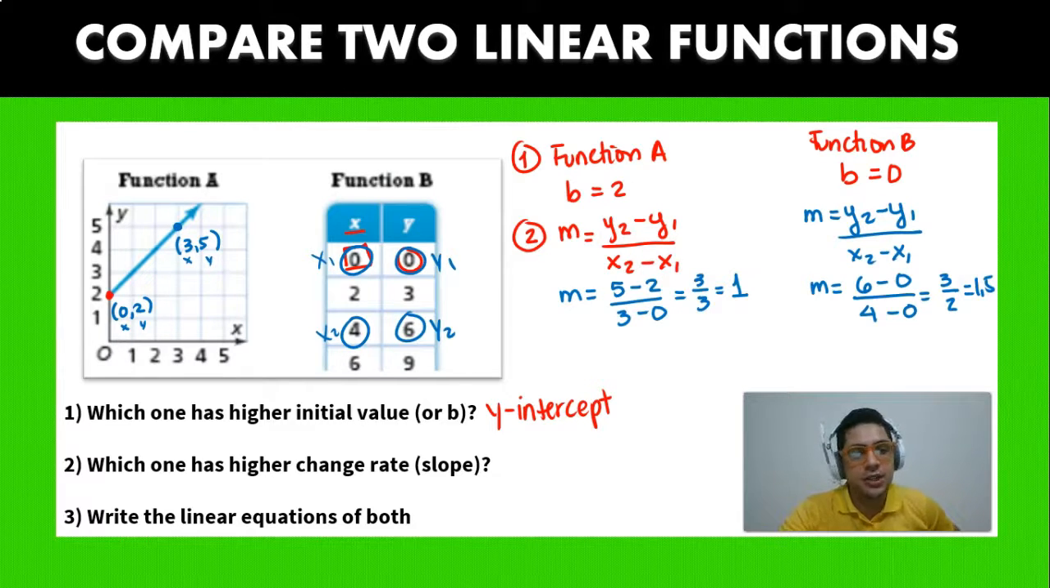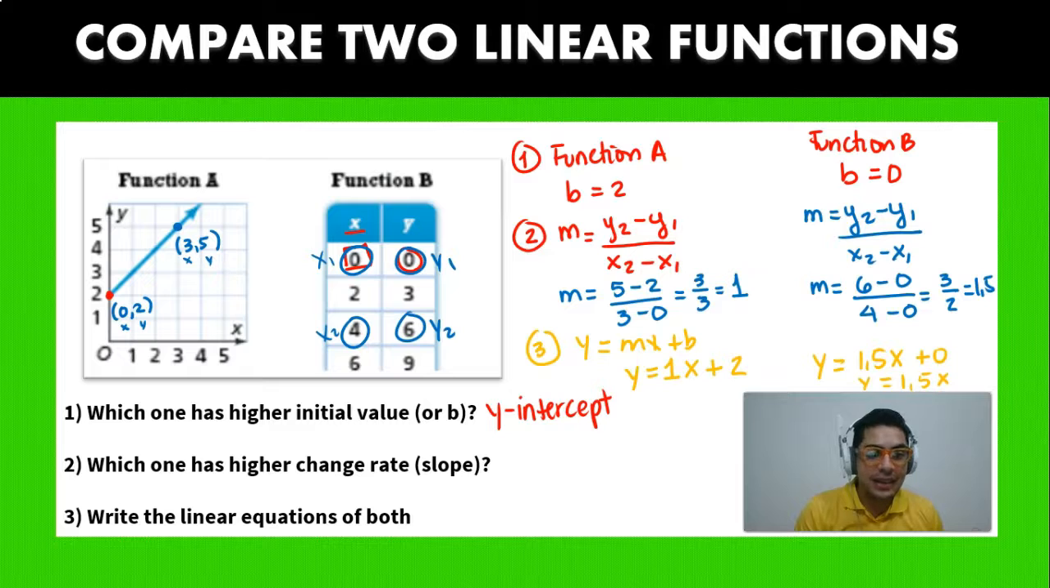Now they're asking us to write the linear equation for both. Guys, you have to remember that the formula for the linear equation is y equals mx plus b. The first one has a value of m equal to 1, so y equals 1x plus 2, which means this is a non-proportional relationship because we have a value of b, which is 2. For the second one, the value of m is 1.5, so y equals 1.5x plus 0. That means it's just y equals 1.5x, and because we have no y-intercept, this is a proportional relationship. So the first one is non-proportional because we have an initial value, and the second one is proportional because we do not have an initial value.